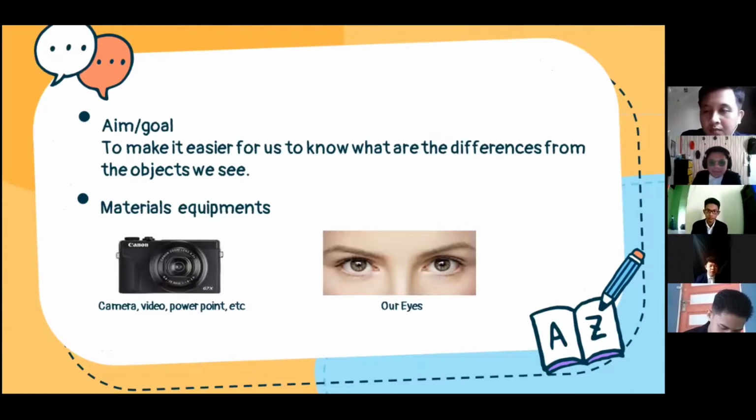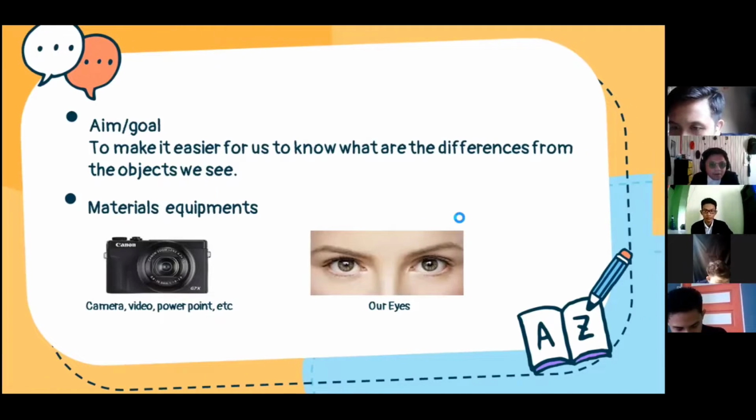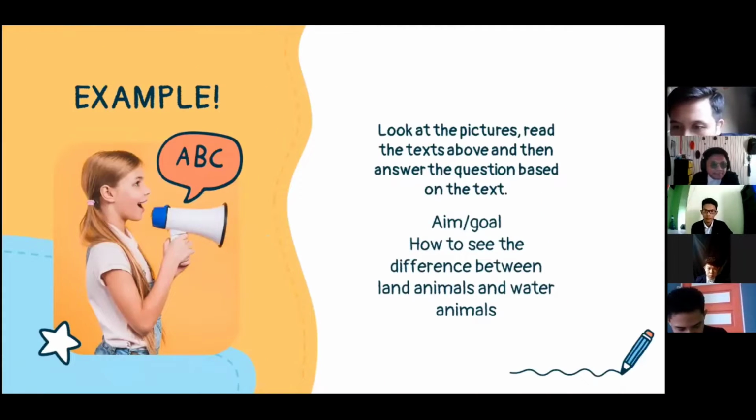Now, see the difference's aim or goal is to make it easier for us to know what the differences are from the objects we see. The materials and equipment we use are like camera, video, PowerPoint, etc. And of course, our eyes. Next, please. This is an example. Now, look at the picture. Read the text above and then answer the question based on the text. Aim or goal: how to see the difference between land animals and water animals. Next slide, please.